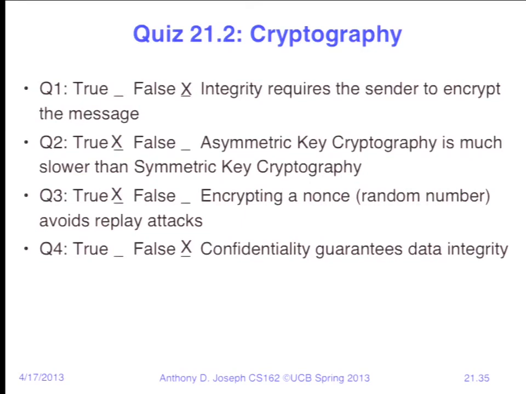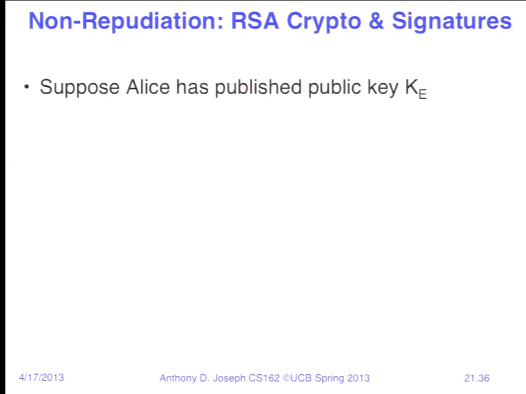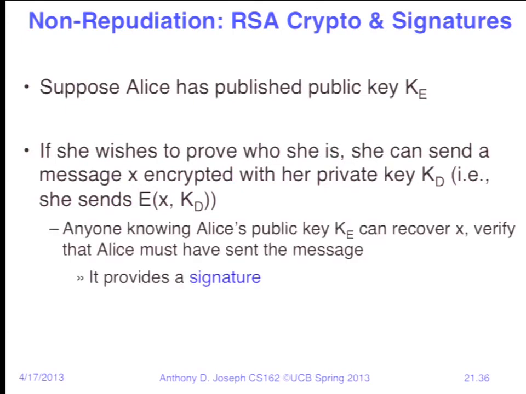Okay, so the next security topic is non-repudiation. We're going to combine a couple of the techniques we've seen, RSA cryptography and signatures. So let's say Alice has published her public key, and if she wants to prove who she is, she can send a message encrypted with that public key. Or, I'm sorry, with her private key. Now, anyone who sees that message can then take Alice's public key and retrieve back X. Right? So this gives us a signature.